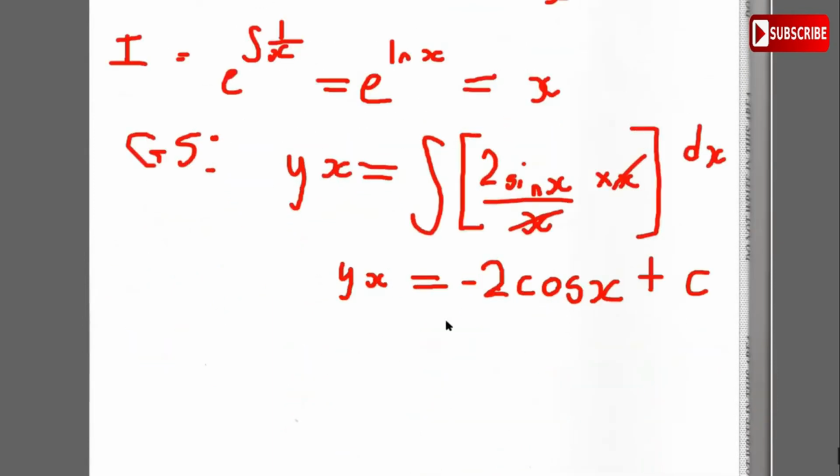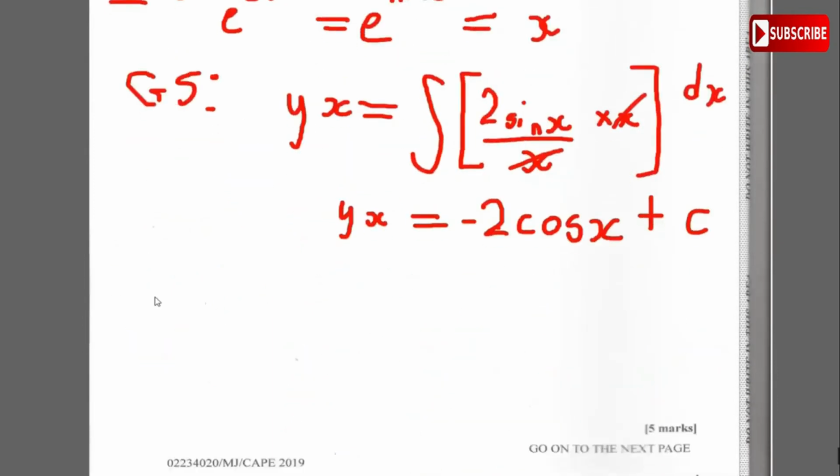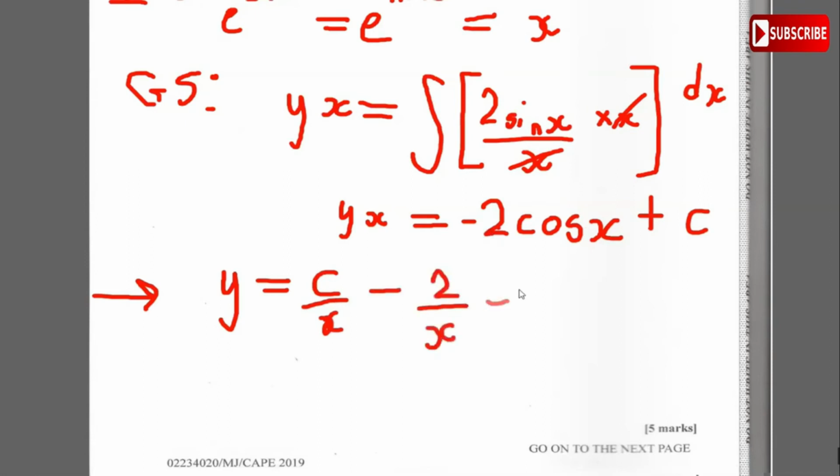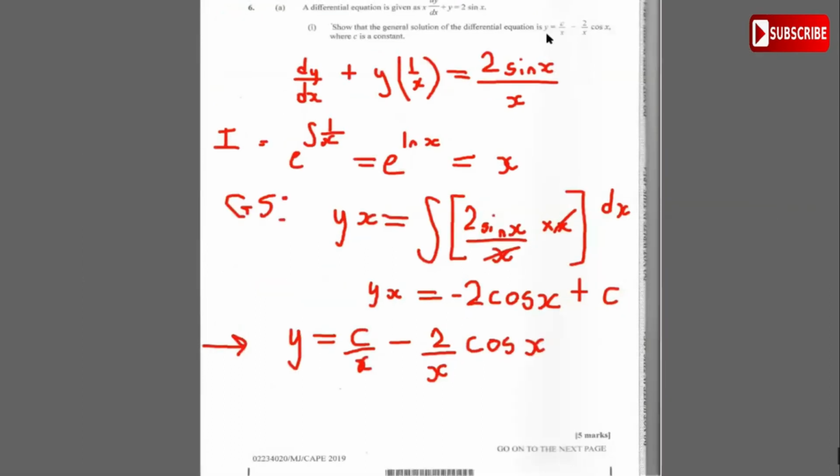So we divide through by x, and this implies y is equal to, starting with the c part first, c over x, minus, dividing this part by x, 2 over x times cos x. Nice and easy, soft. So that finishes that question. That takes care of this part.